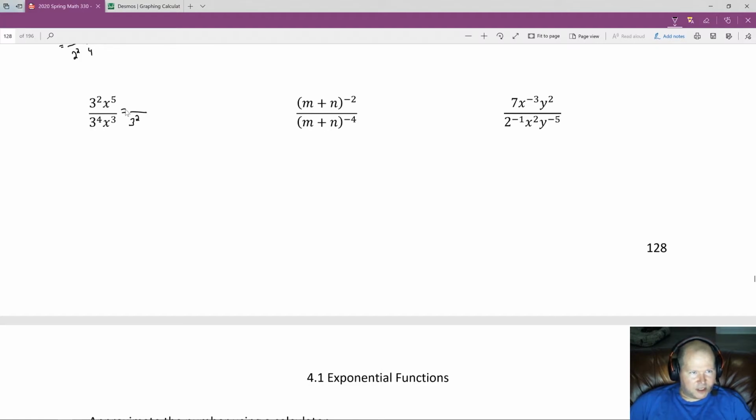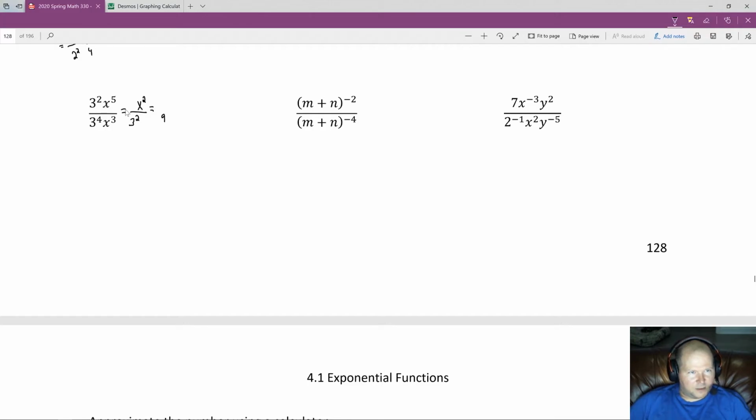Now in the x's case, you have 5 x's on the top, you have 3 x's on the bottom. 3 of these will cancel out with 3 of those, leaving you the leftovers on top because there are more on top. So you end up with x to the 5 minus 3, right, which is 2. Okay, now in this case, you probably really need to simplify the 3 to the 2nd power.